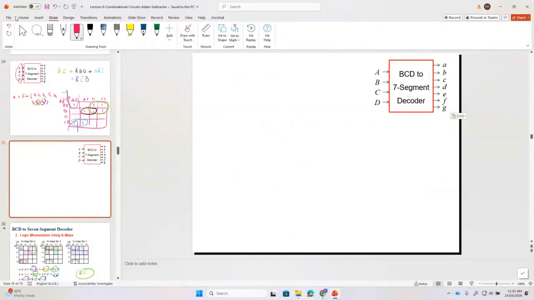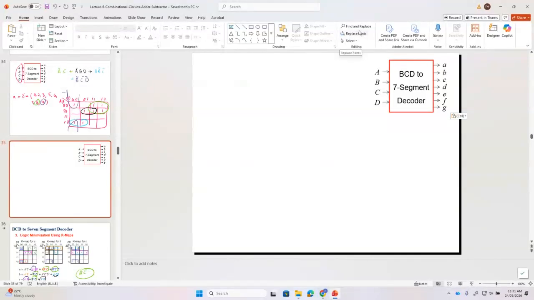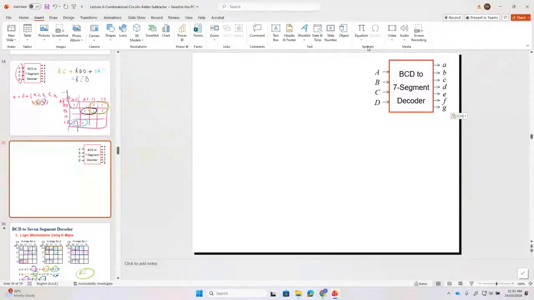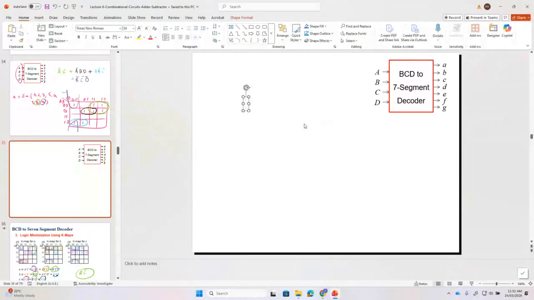Now where is the text box? Insert text box. What is my first step? First, we need to draw the truth table. This is my step number one. Then what should we do? In this example, we draw the truth table, number one. Then what is my step number two?